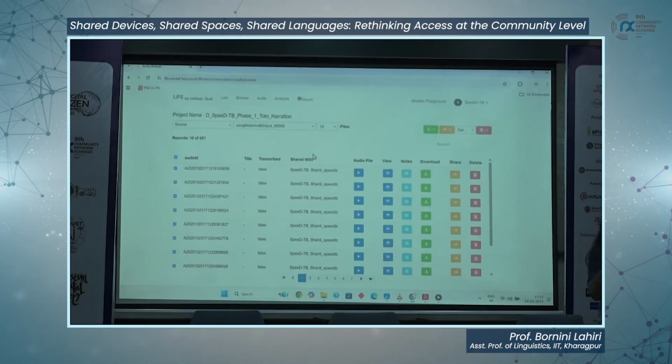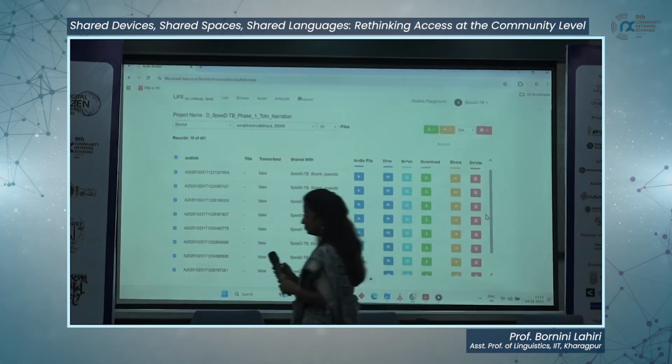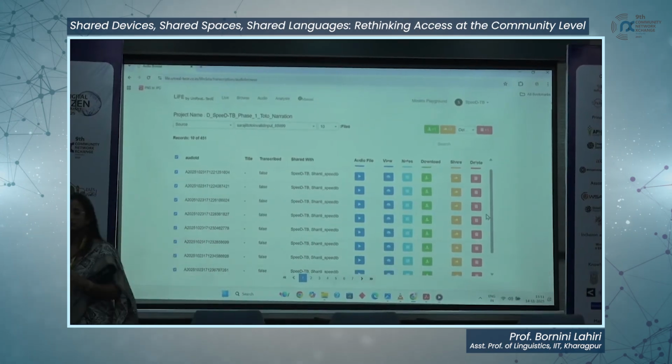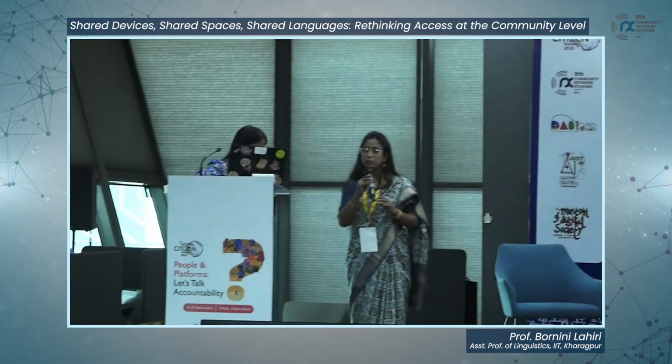No, this is a Toto language. It is spoken in West Bengal. Yes, Totopara shares a border with Bhutan, the Indo-Bhutan border. And it is a Tibeto-Burman language. Okay, thank you.